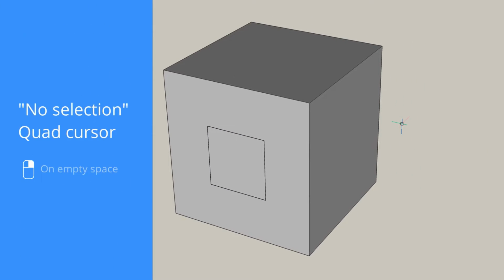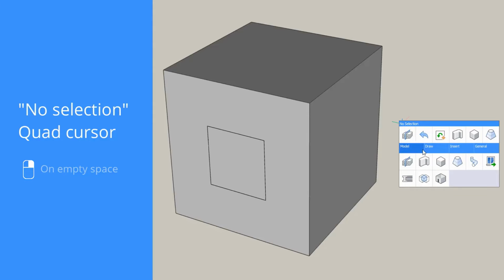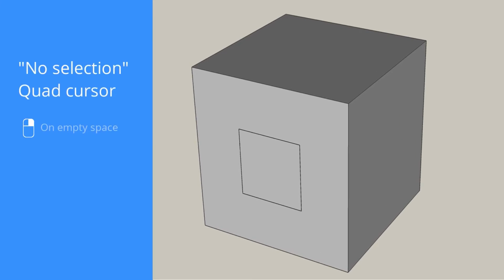The quad cursor is a context-sensitive tool panel. Right-click on any empty space on your screen, and you'll see the quad in its no selection state. Move your cursor onto the display icon, and the quad expands.